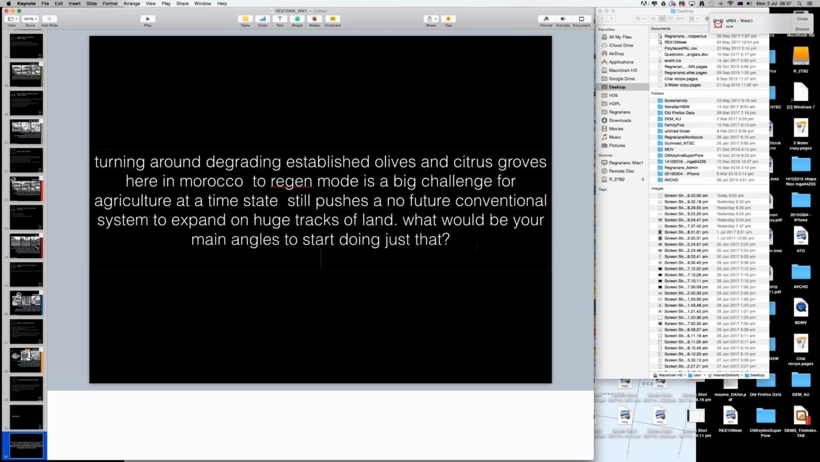Okay, next one. This one's from Frederick, who also did the Moroccan Rex. Welcome, Frederick. Turning around degrading established olive and citrus groves here in Morocco to regen mode is a big challenge for agriculture. At a time, state still pushes a no future to expand on huge tracts of land. What would be your main angles to start doing just that? The Moroccan question often, it's a Moroccan question.